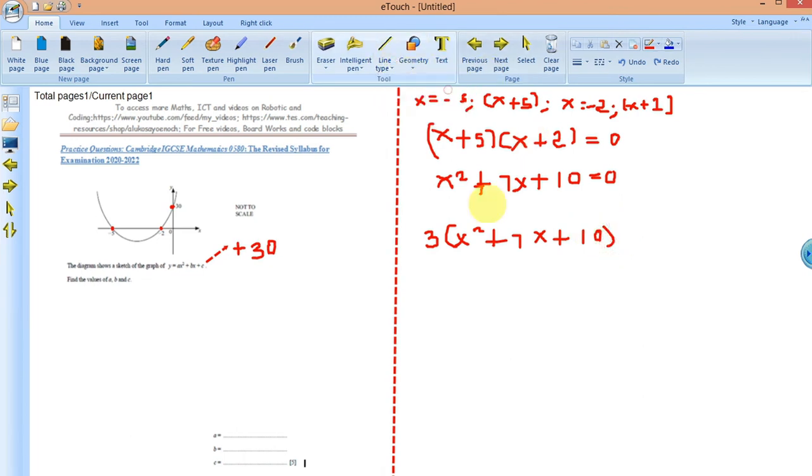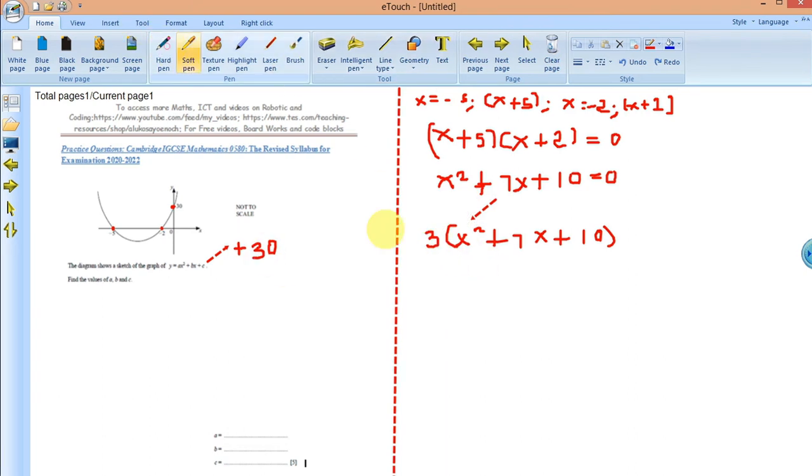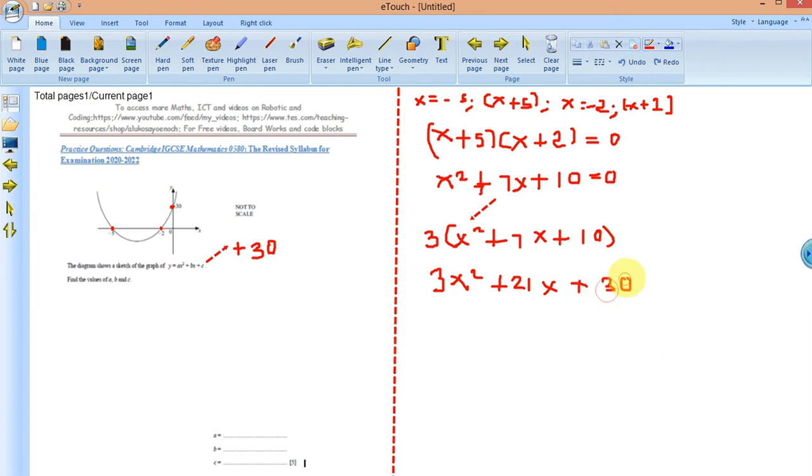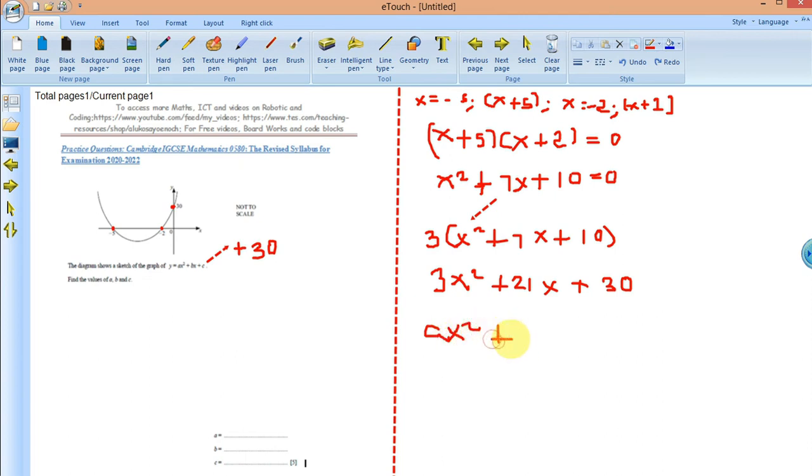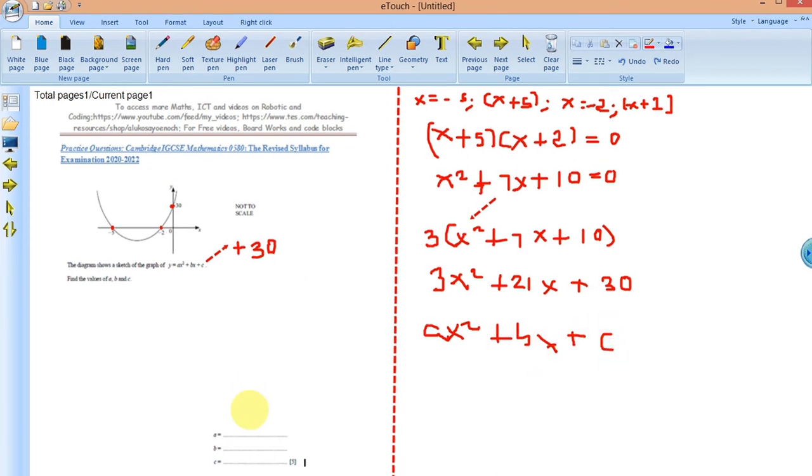Just go ahead and deduce from this. Then what do we have here now? You can go ahead and expand. This is 3x squared. Use 3 to open up the bracket. Plus 21x, plus 30. Then go ahead and compare with ax squared plus bx plus c. So what is the value of a? 3. The value of b is what? 21. And the value of c is what? 30. Okay guys, pretty cool.